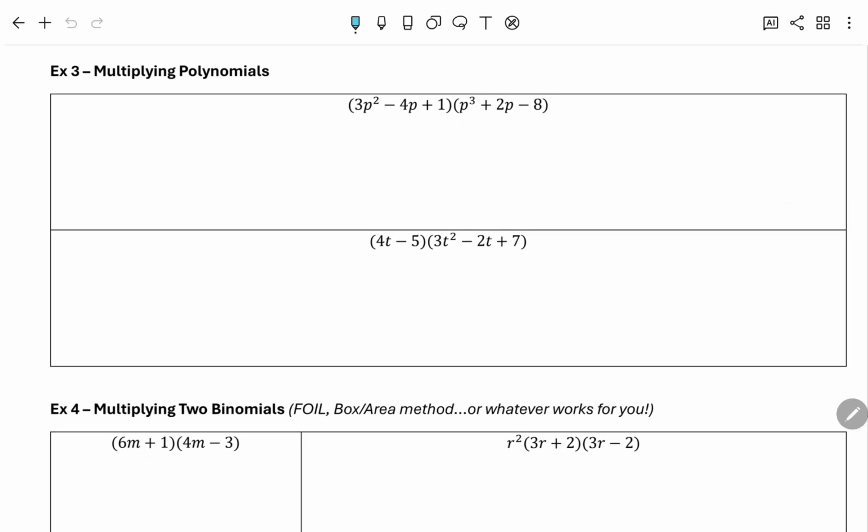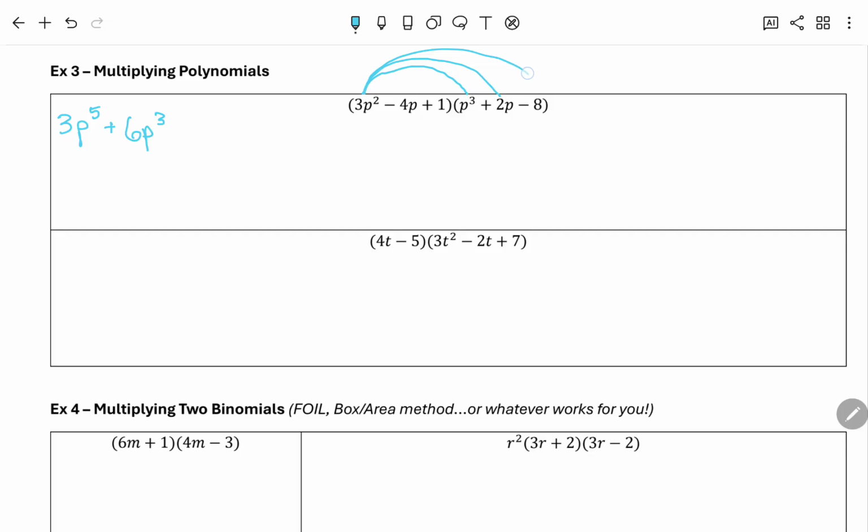Example 3, multiplying polynomials. So I'll do the top, you'll do the bottom. Let's take a look. With this, I literally just like to keep things organized. So I'm going to take my 3p squared and multiply it by p cubed. This takes us back to our exponent rules. We're multiplying the like bases, p in this case, so we're going to add those exponents. Okay, so it's going to give us 3p to the 5th. Then the second part is going to be the 3 times 2. And then I'm going to have p to the 1st times p. So I'm adding those exponents to get p cubed.